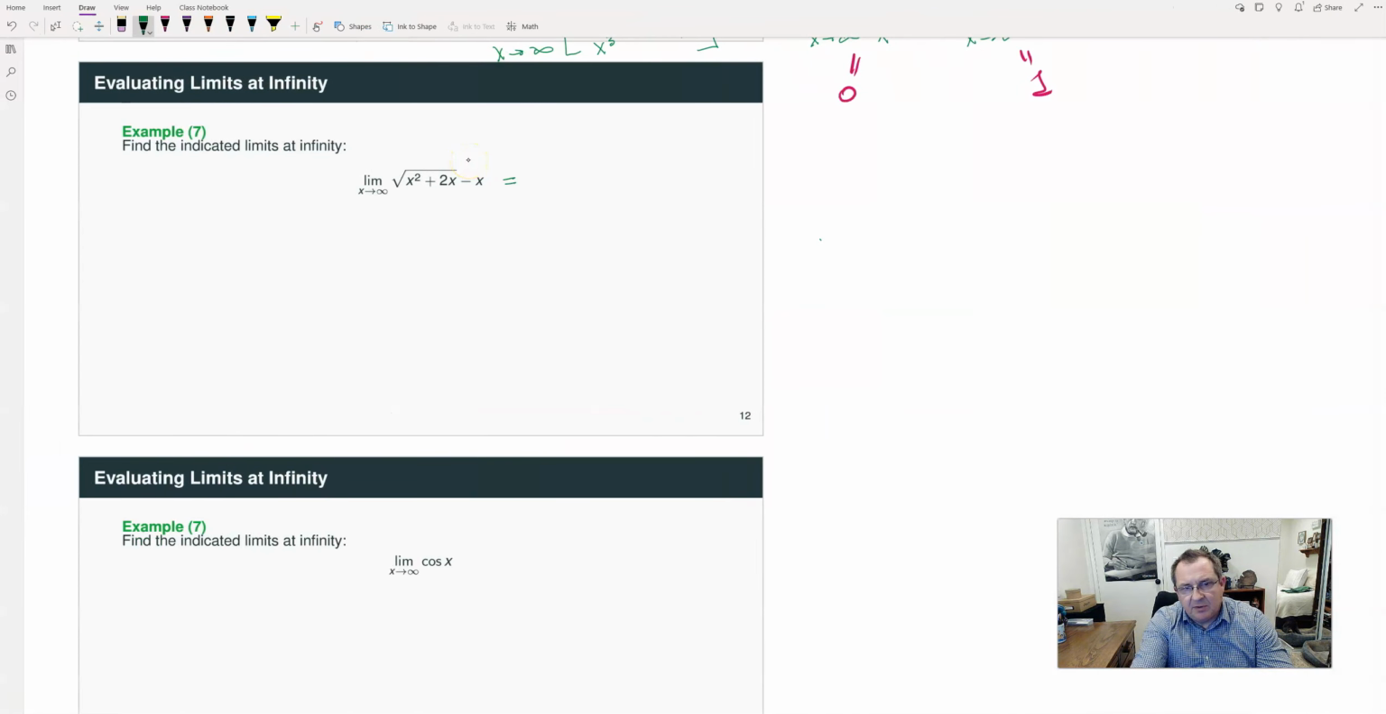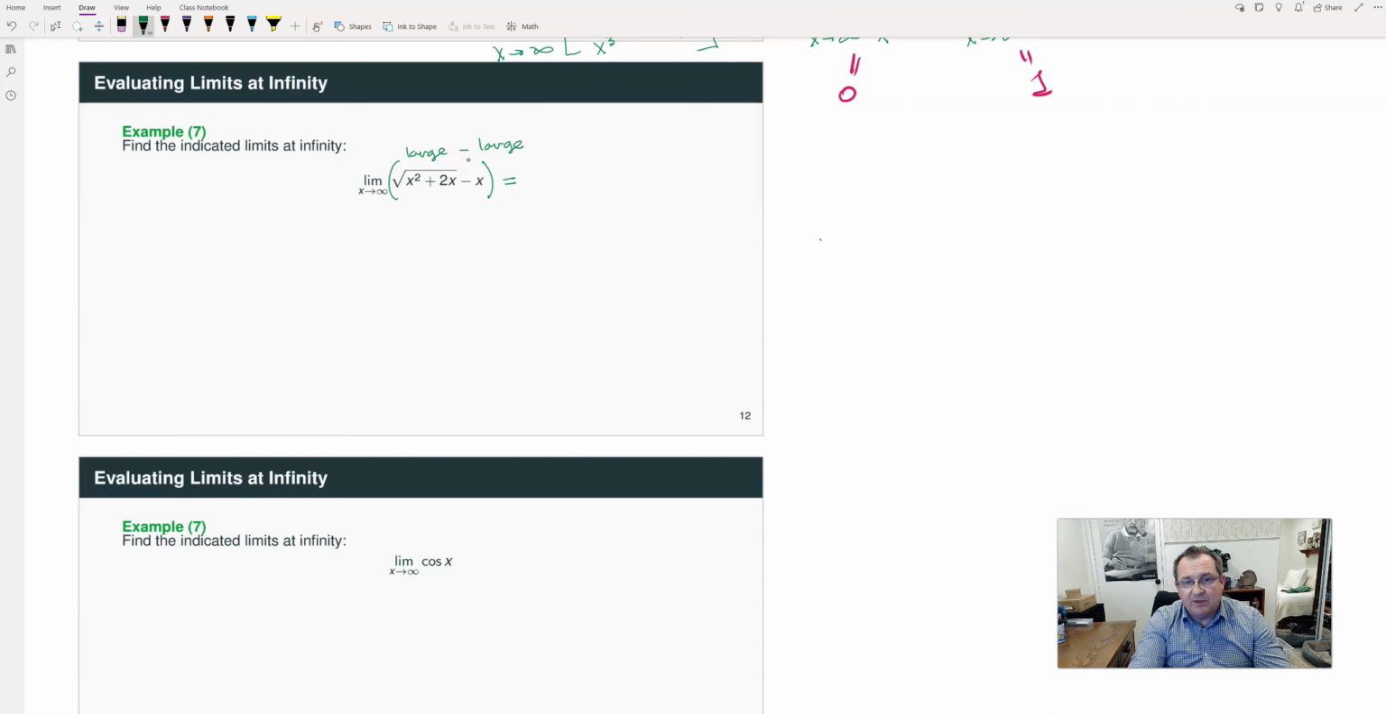Our next example is limit as x goes to infinity of the following expression. We have square root of x squared plus 2x minus x. So if we think about it, as x goes to infinity, x squared plus 2x gets large. Square root is an increasing function. It also gets large. So we have a large number in the first term. And x also gets large.